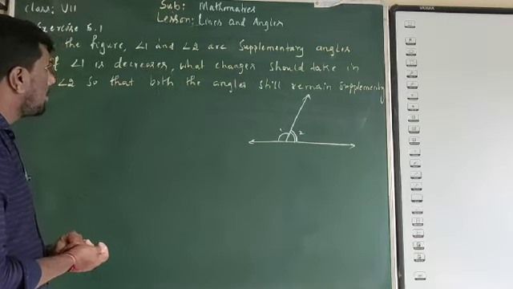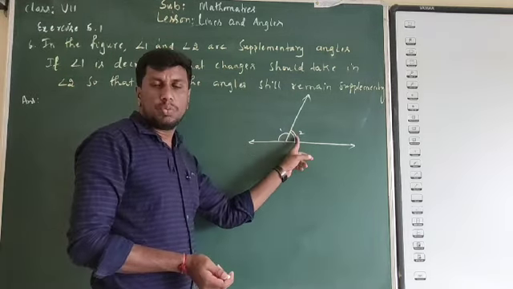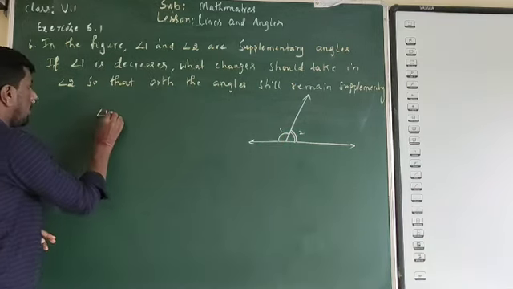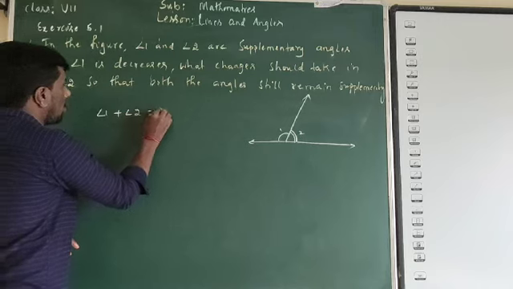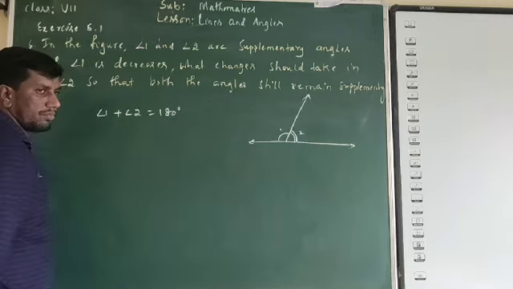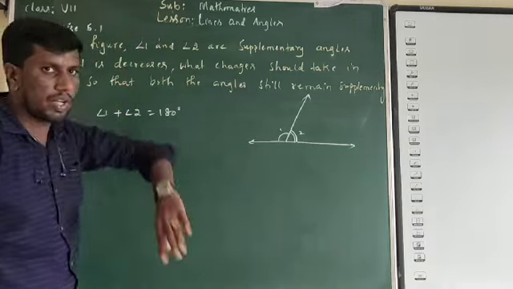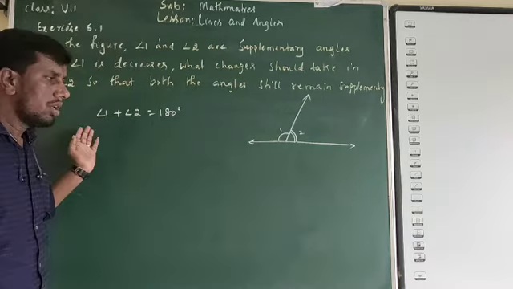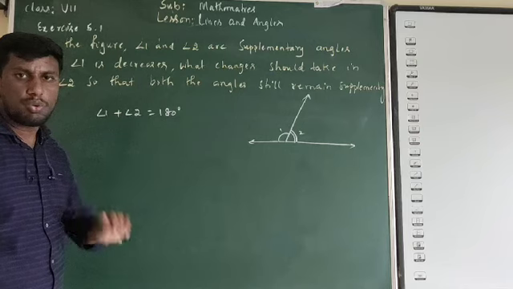The question is very simple. Angle 1 and angle 2 form supplementary angles. That means angle 1 plus angle 2 is equal to how much? 180 degrees. That is the first point they have given, because angle 1 and angle 2 are supplementary angles. That means the sum of those two angles must be equal to 180 degrees.